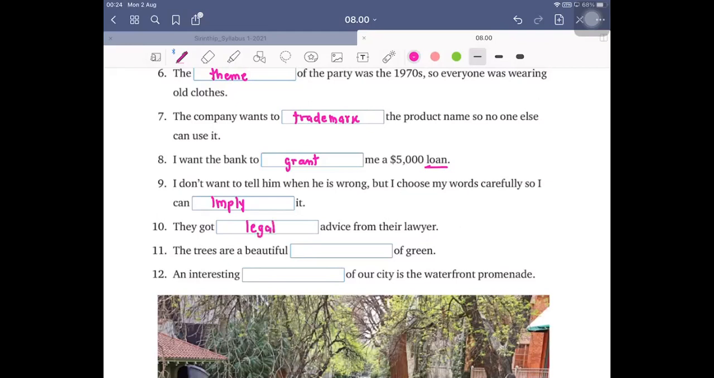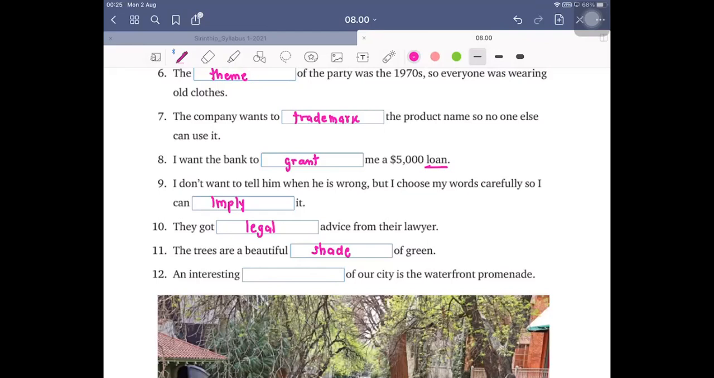Okay, number 10, they got legal advice. Oh, very similar to my example. Actually, I didn't see this one before. Okay, so they got legal advice from their lawyer. Make sense? Okay, not just any advice, but legal advice. So about laws and everything. Okay, the trees are a beautiful shade of green. Maybe like light green, dark green, all shades of green.